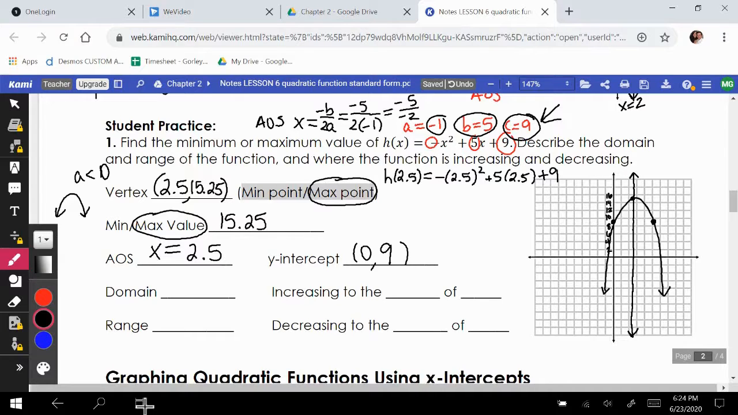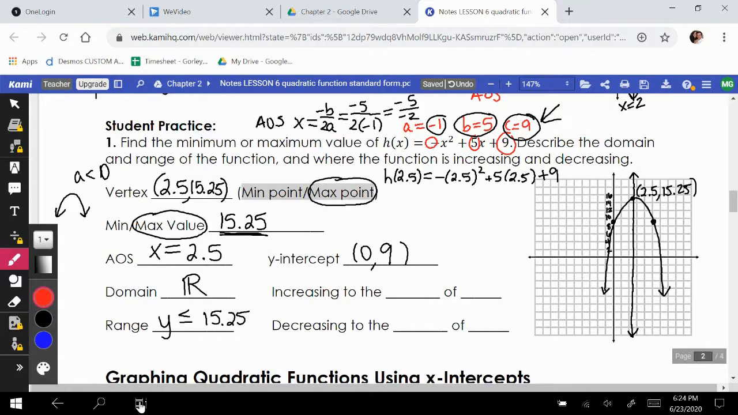Okay, again, if you want extra points to plot, just go into your table of your calculator. All right, in this case, the domain, again, is always all real numbers. The range is impacted by the y value. Remember, your maximum value was 15.25. Because that is your maximum value, there are going to be no points above it. So my y values are either equal to 15.25 or they're going to be less than 15.25.